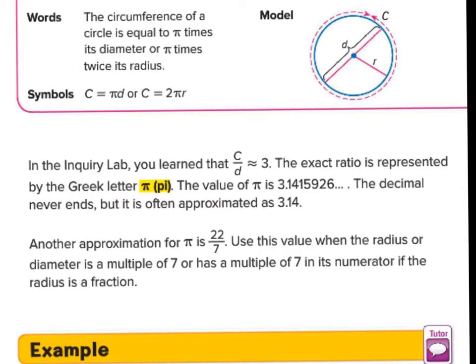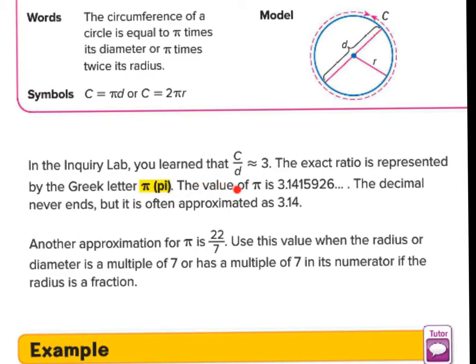Okay, so we've discussed the relationship between diameter and the circumference. We've said that if you take the circumference of a circle and you divide it by about 3, you're going to get the diameter. Or if you know the diameter, you multiply it by about 3, you're going to get about the distance of the circumference. So circumference divided by diameter is about 3. The exact ratio is represented by the Greek letter pi.